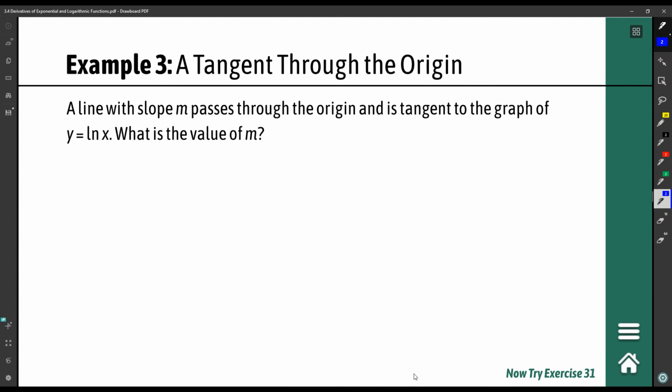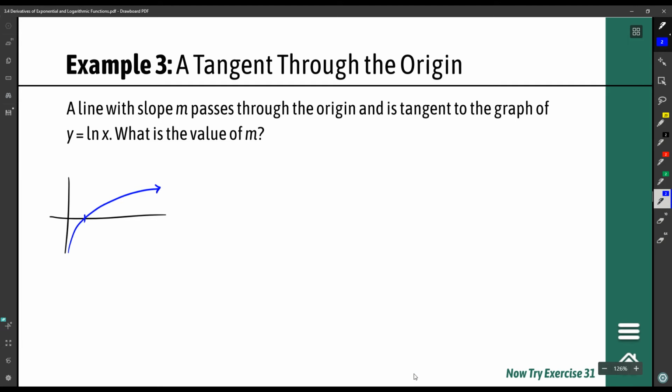Here's an example. A line with slope m passes through the origin and is tangent to the graph of y equals the natural log of x. What is the value of m? I think this question becomes a little trickier than it seems on the surface, and it's simply because of our lack of information. So what we know for sure is we have a function y equals natural log of x, and I think we can work with that by doing a little bit of a sketch.